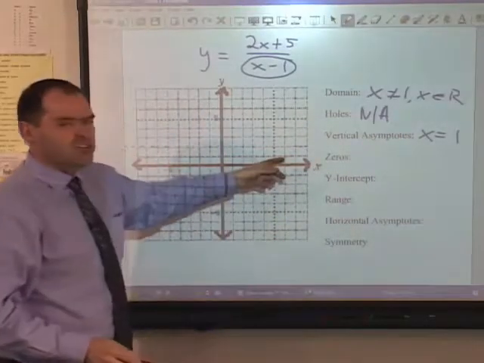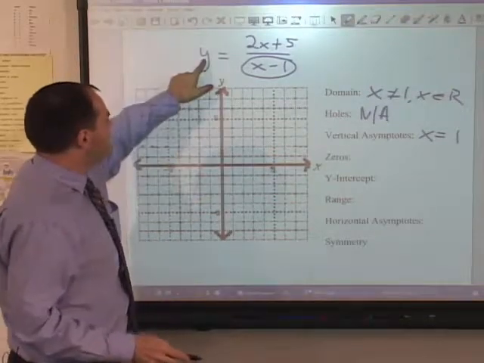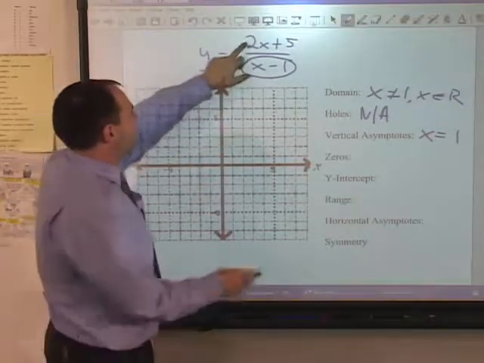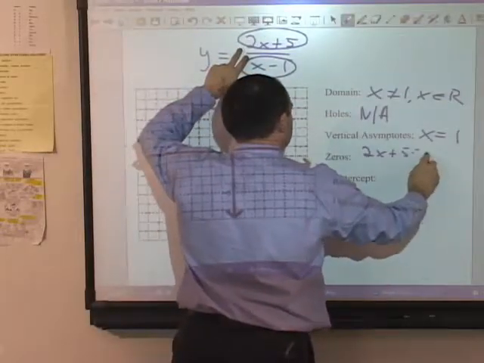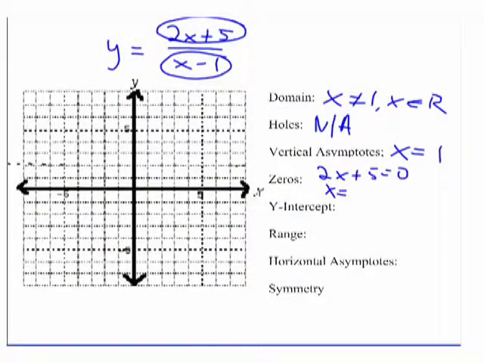The zeros of the function, the x-intercepts, are when y is 0. When y is 0, that means that the numerator must be 0. So that's 2x plus 5 is 0. And if we solve that through, minus 5 divided by 2, we're going to get negative 2.5. All right, so we've got an x-intercept of negative 2.5. There's a vertical asymptote here at x equals 1.